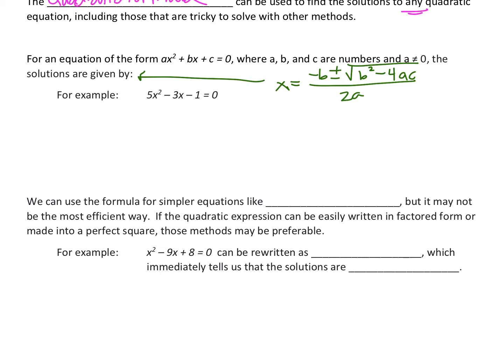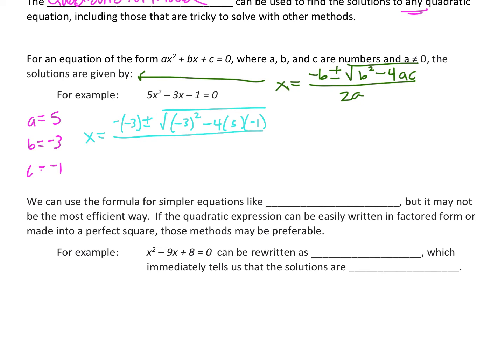So for example, we have 5x squared minus 3x minus 1 equals 0. I think it's helpful off on the side to identify that a is equal to 5, b is the number in front of the x, which is negative 3, and c is negative 1. Now when we do the quadratic formula, we're going to plug those in. So x equals negative, and then our b is negative 3, plus or minus the square root of negative 3 squared, just plugging in our b again, minus 4 times a, which is 5, times c, which is negative 1, all over 2 times a, which is 5.